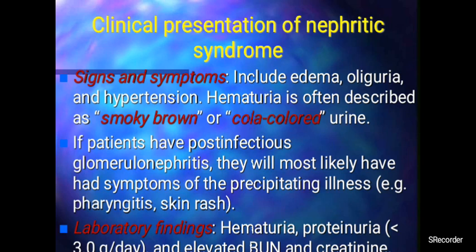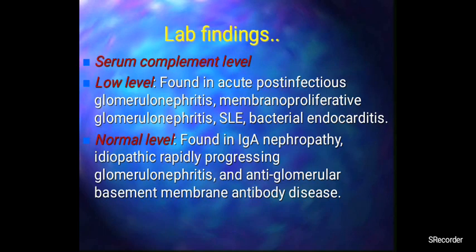So as we continue, if patients have post-infectious glomerulonephritis, they will most likely have had symptoms of the precipitating illness, e.g. pharyngitis, skin rash. For the laboratory findings here in nephritic syndrome, we shall say hematuria, proteinuria, that is less than 3 grams per day, and elevated BUN and creatinine.